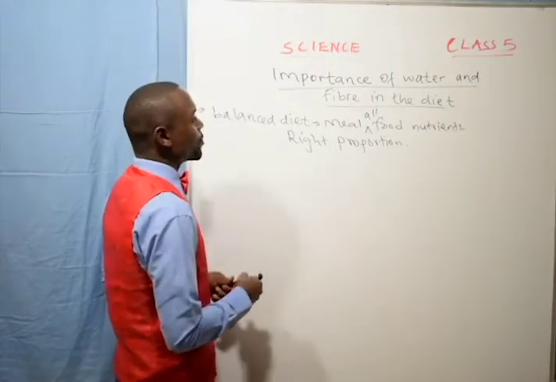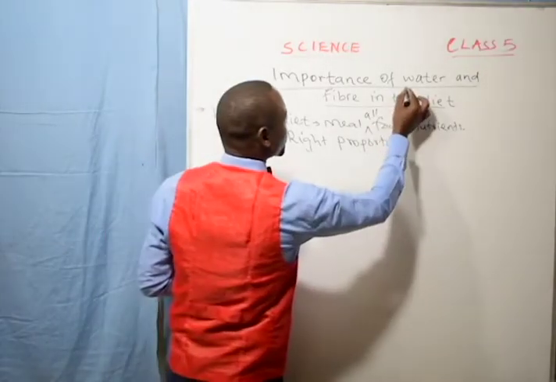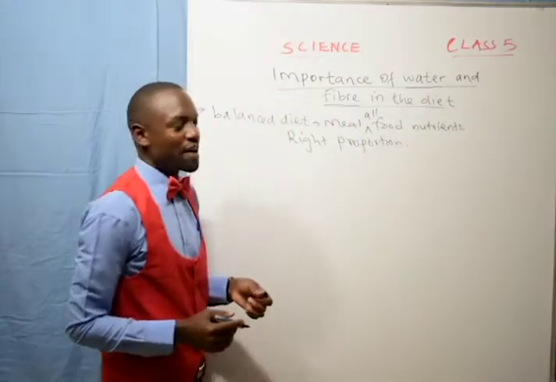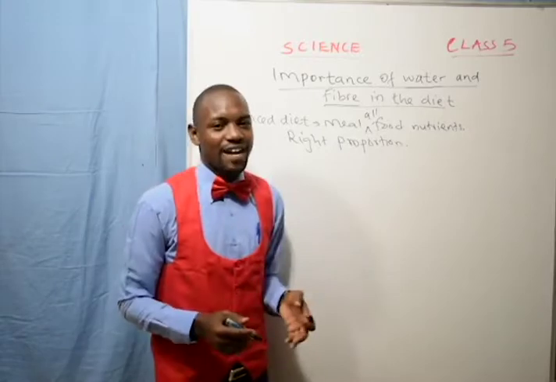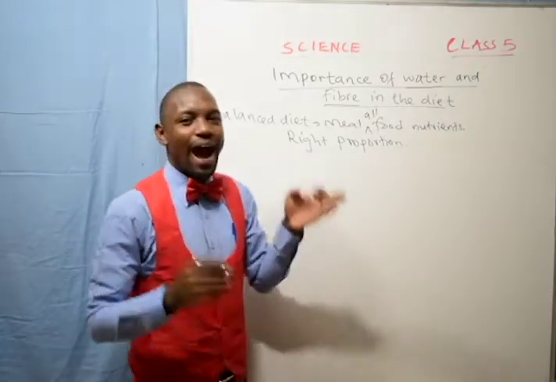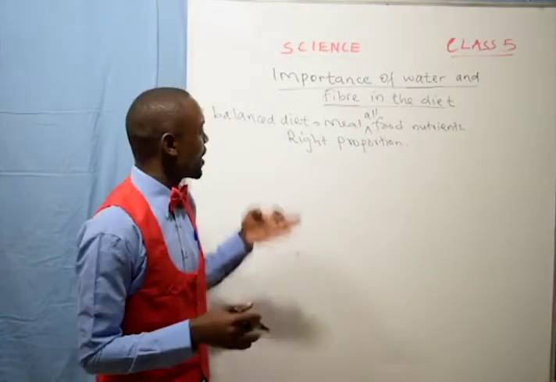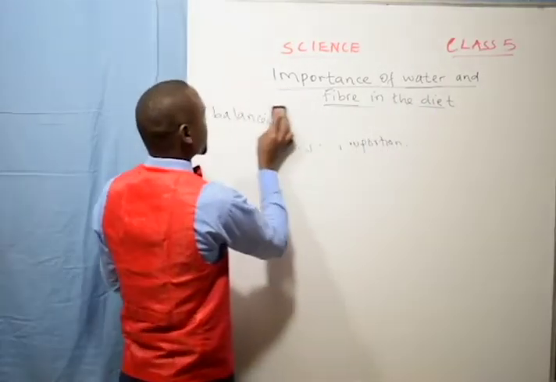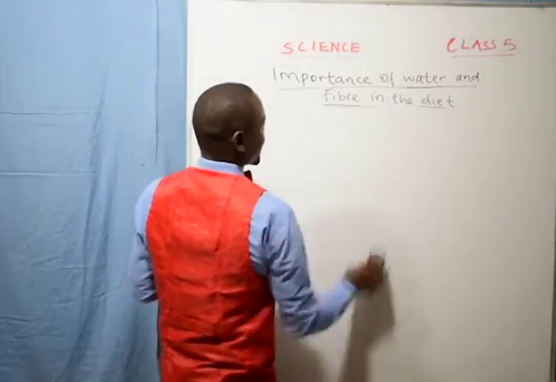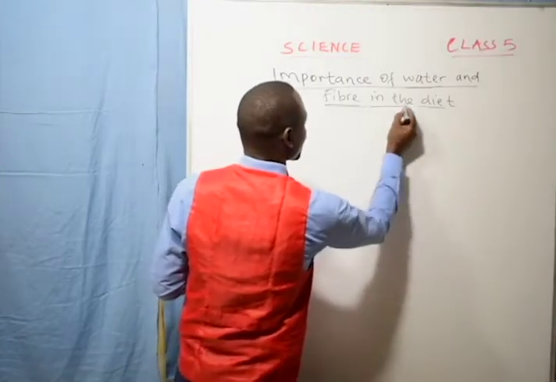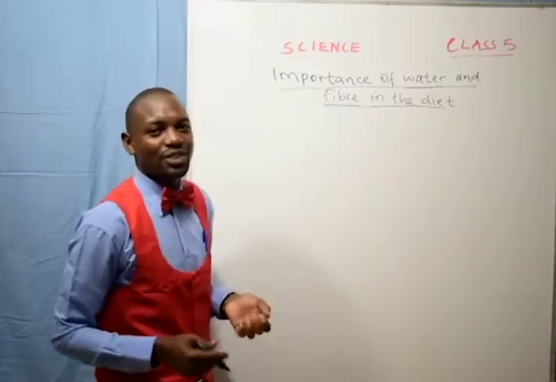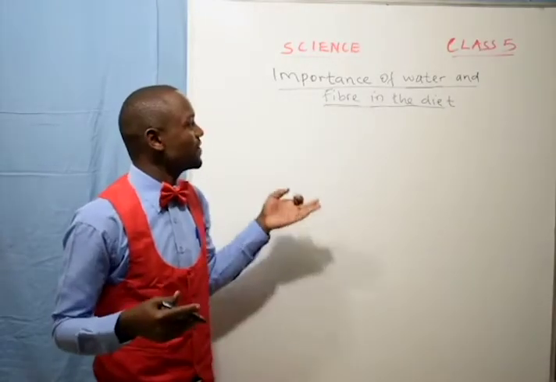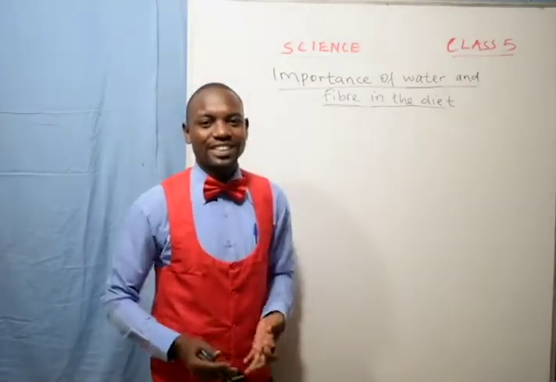Now, we have two other main things which are very crucial or very important in the diet. We have water and fiber. Water and fiber are not food nutrients. You have to note that first. Water and fiber, they are not food nutrients, but they are very important in the diet. That is why it is always advisable that after eating, you take some water. Or even not after eating, every time you just take water.